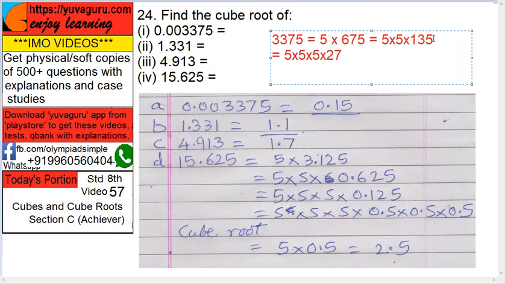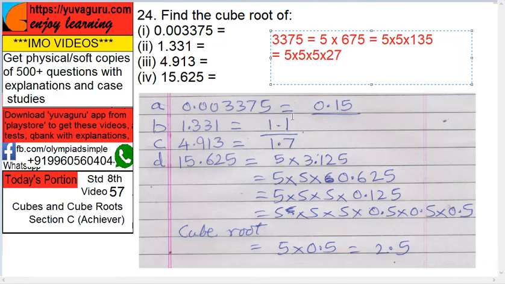5 into 675, so 5 into 135, so 5 into 27. Now it's easy. 5, 5, 5, 3, so 5 times 3 is 15. 15 is the cube root of 3375. But there is a decimal point over here. So how many places? 3 plus 3, 6 places. When you find a cube root, divide by 3. So 2 places. So 0.15. That is the cube root of this number.